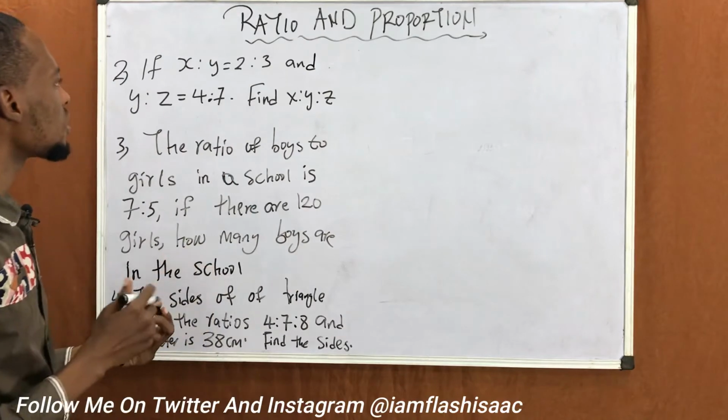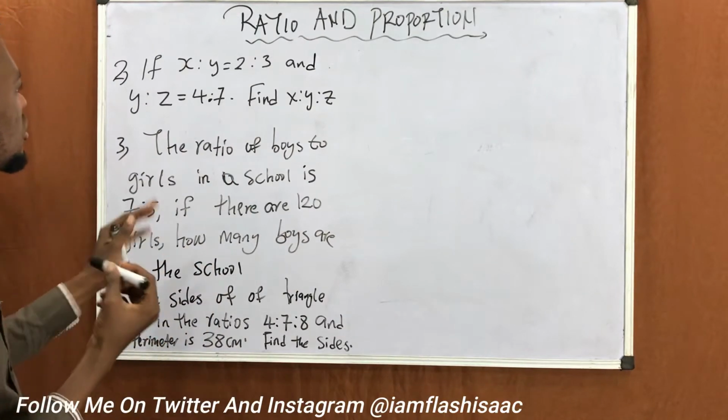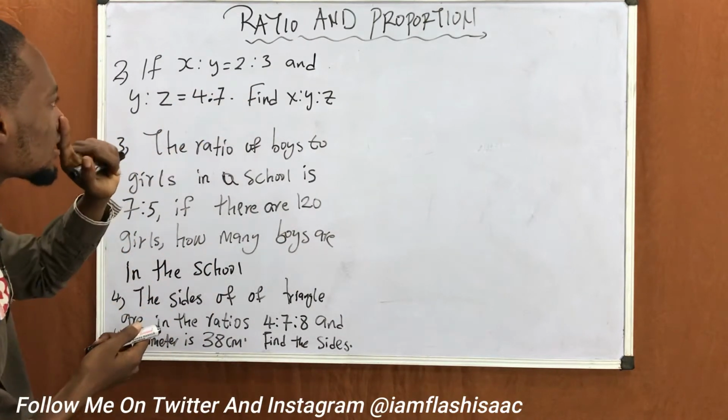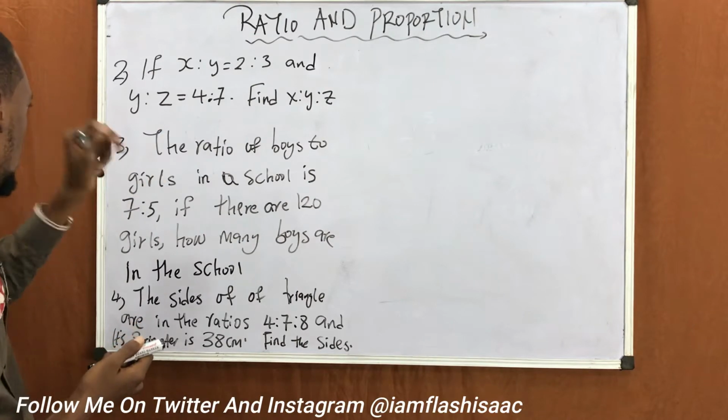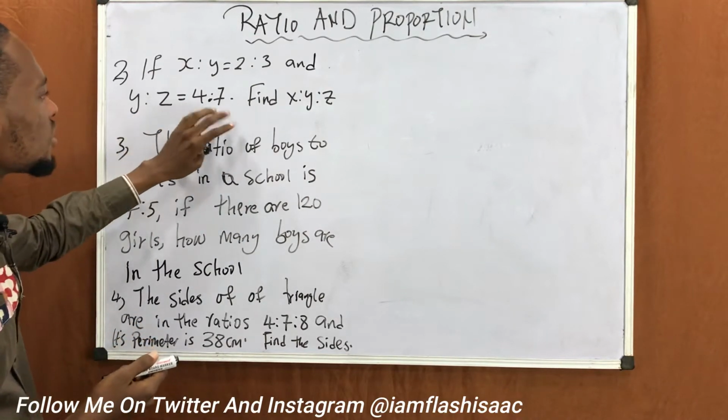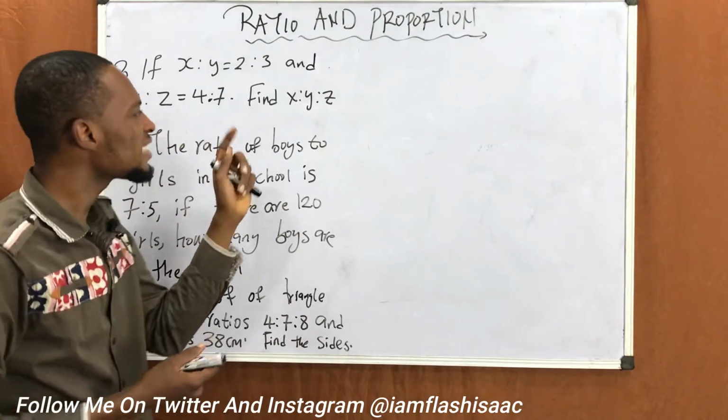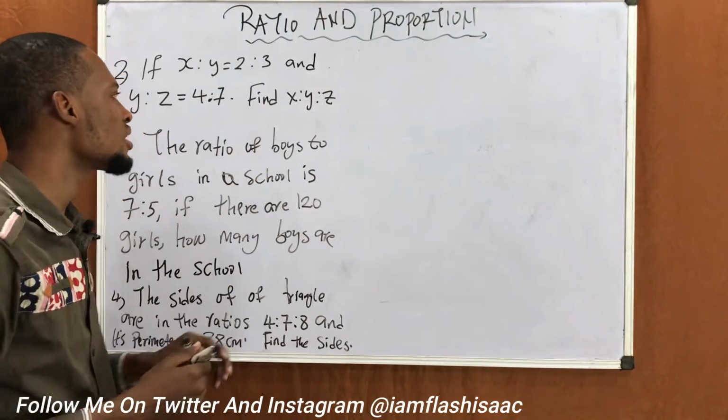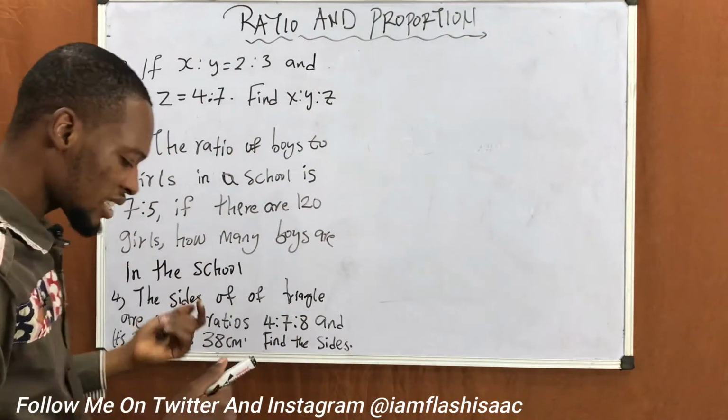Okay, look at this question. If S:Y equals 2:3 and Y:Z equals 4:7, find S:Y:Z.